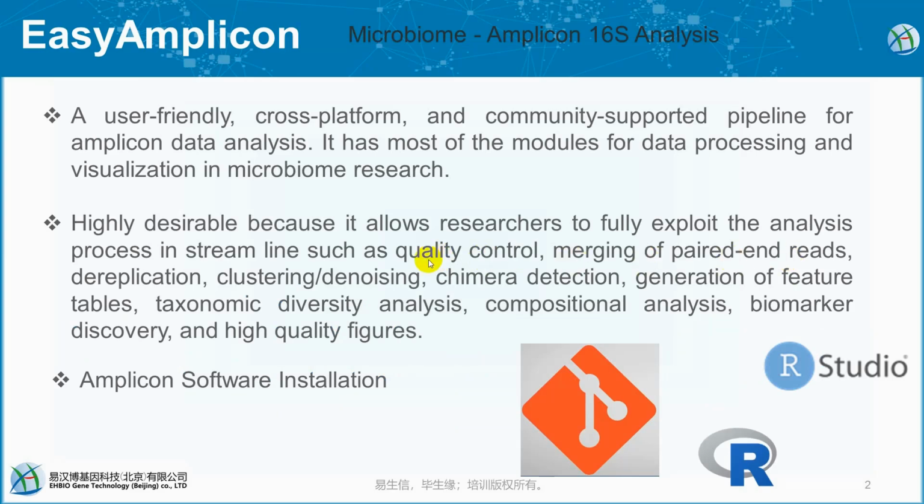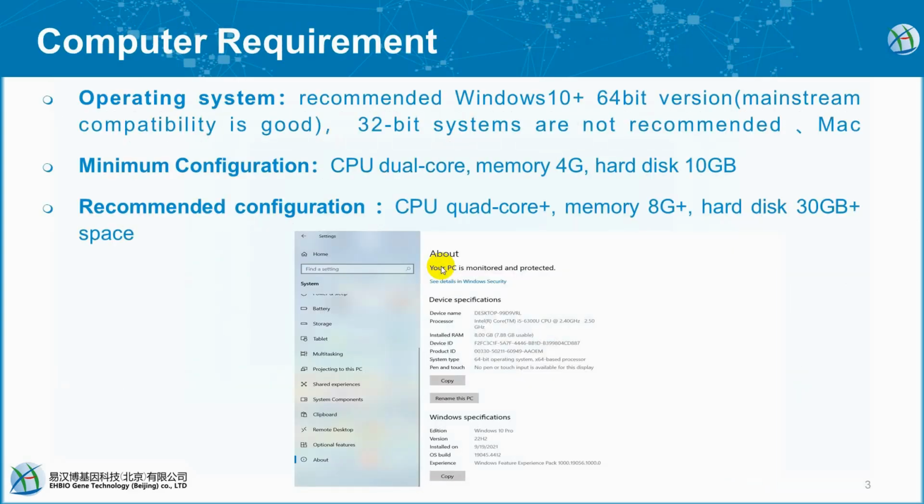EasyAmplicon is basically a user-friendly, cross-platform, community-supported pipeline for Amplicon data analysis. It has most of the modules for data processing and visualization in microbiome research. It's highly desirable because it allows researchers to fully exploit the mainstream analysis processes, such as quality control, merging of paired-end reads, dereplication, clustering or denoising, chimera detection, generation of feature tables, taxonomy, diversity analysis, composition analysis, biomarker discovery, and high-quality figures. To run this pipeline, we need to install some software. We will discuss it in detail.